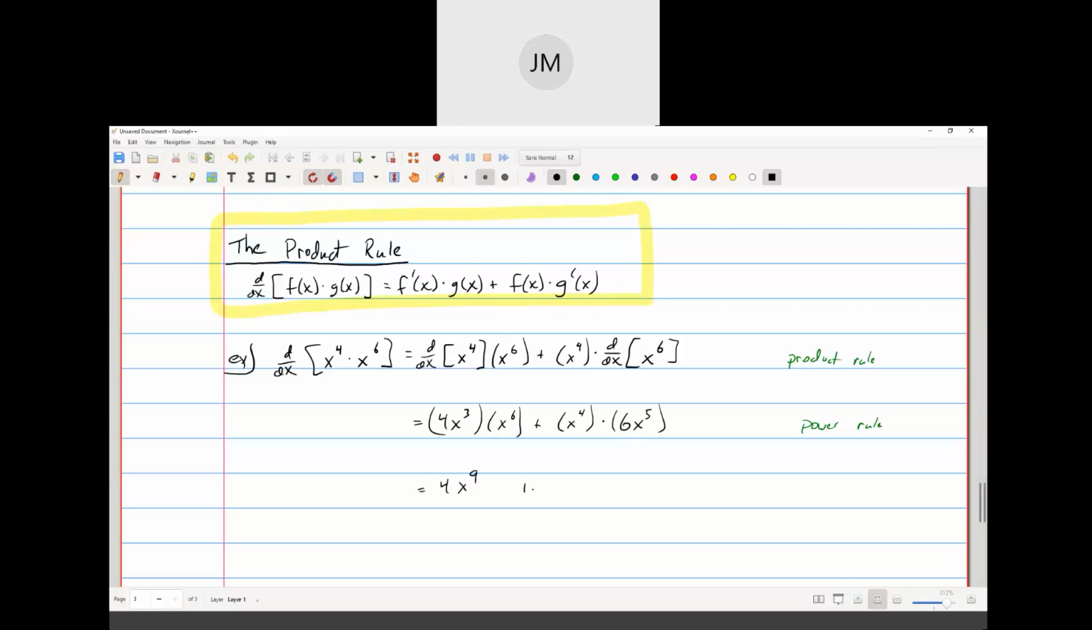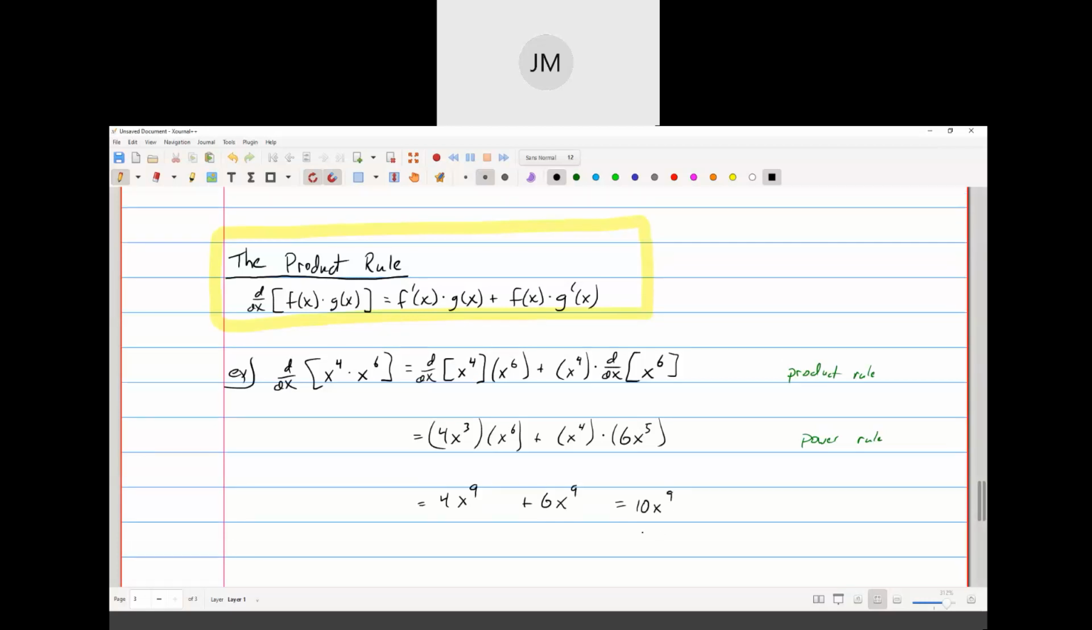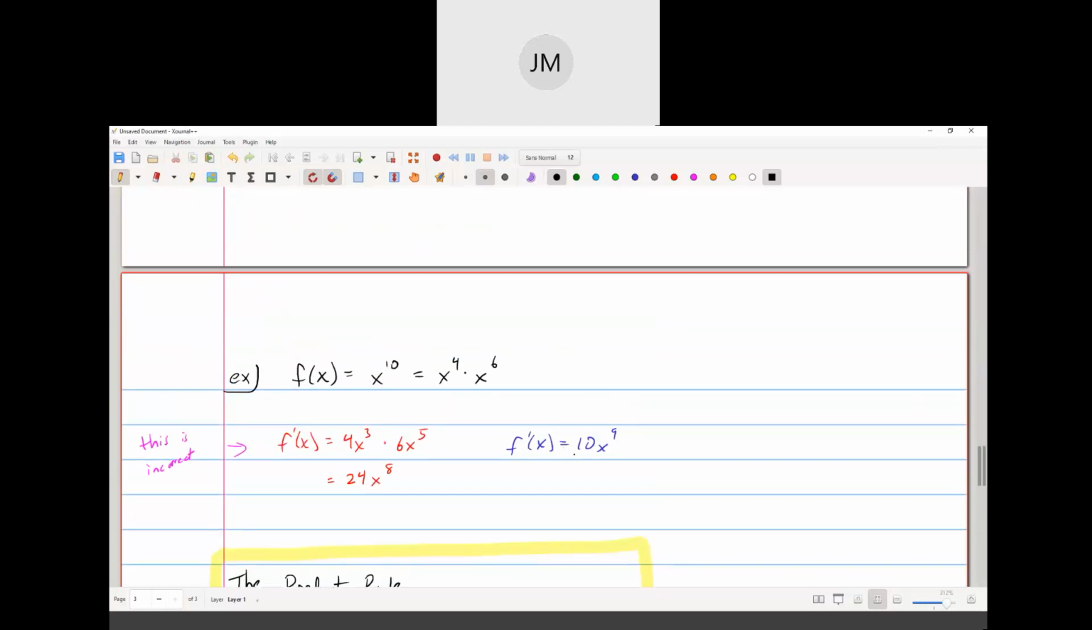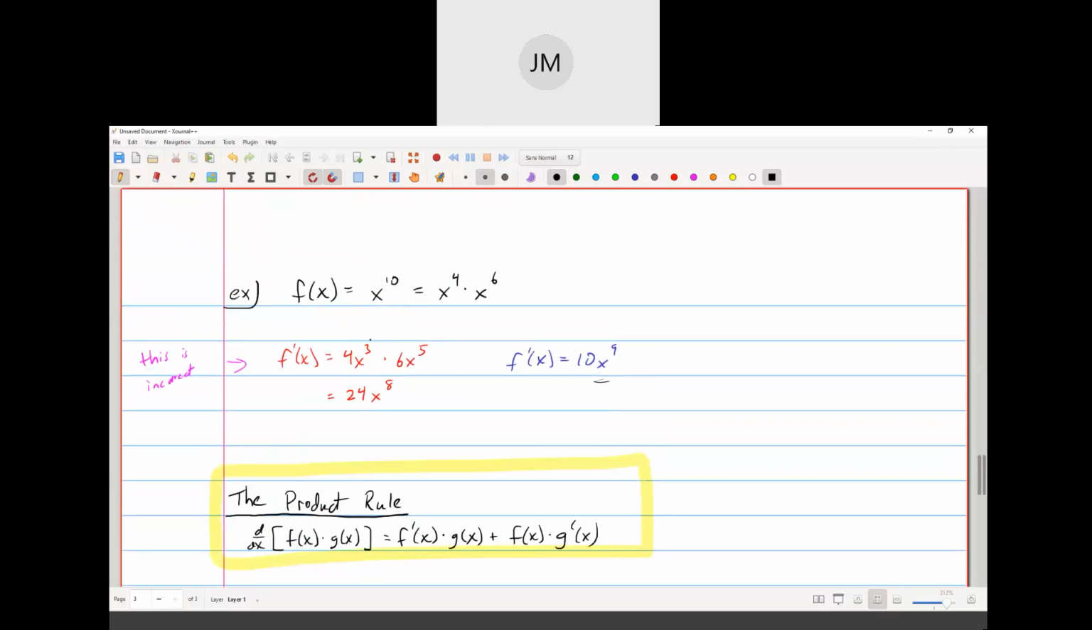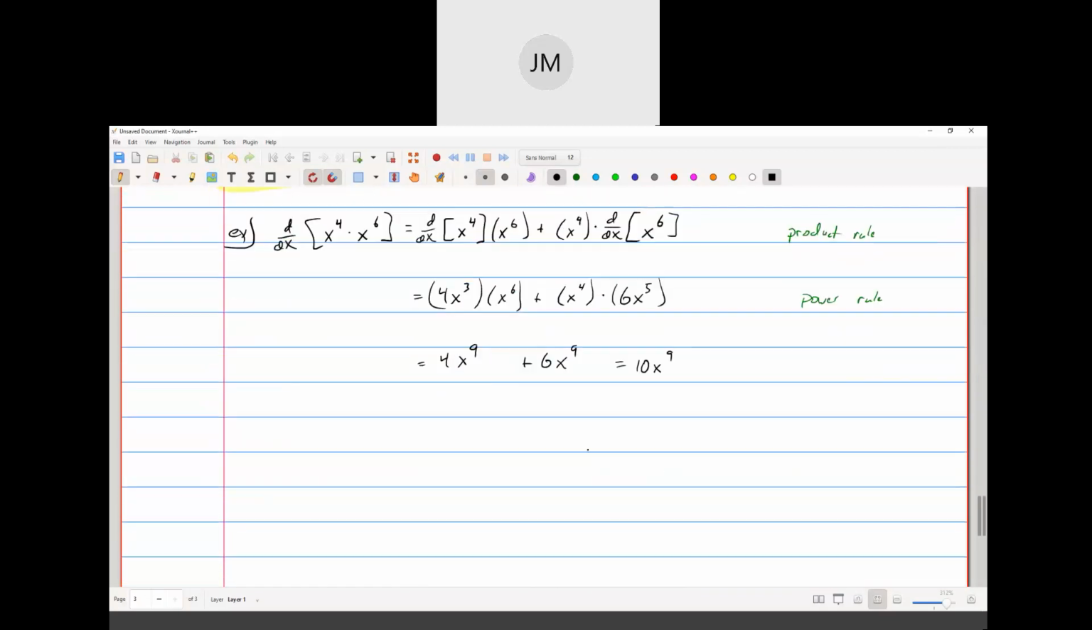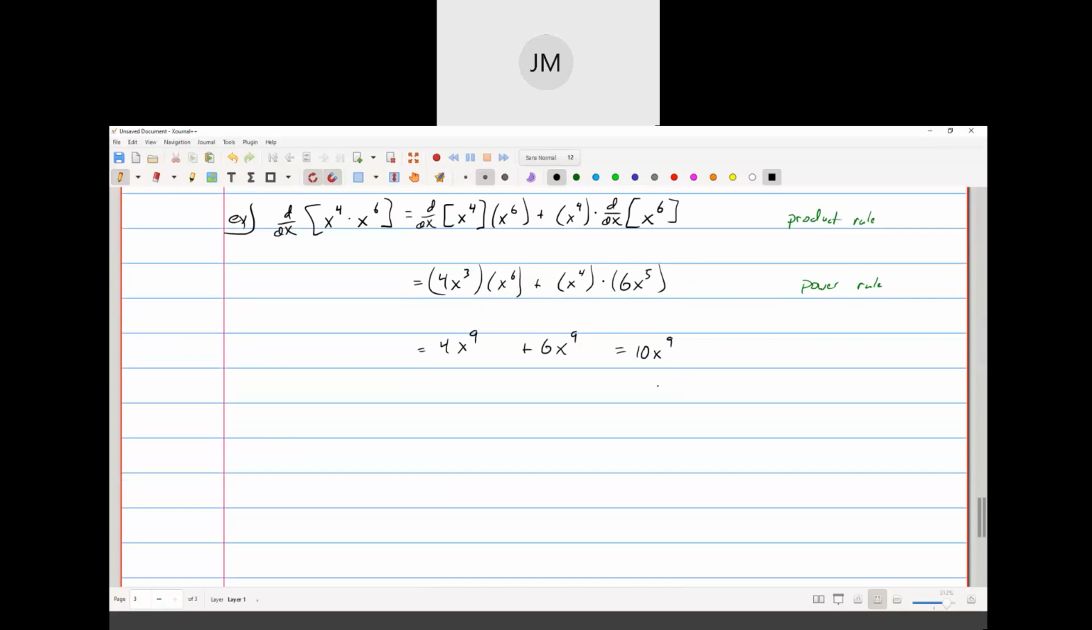4x to the 3rd times x to the 6th is 4x to the 9th, plus x to the 4th times 6x to the 5th is 6x to the 9th. Okay. And 4x to the 9th plus 6x to the 9th gives me 10x to the 9th. And remember, that's what we want. We want the derivative of x to the 10th to be 10x to the 9th. And when we just took each piece, differentiated, and multiplied up the pieces, I did not get the same result. But when I use my product rule, I do. Okay, now that's not a proof, but at least it's an example, and it lets you know that it's going to work.